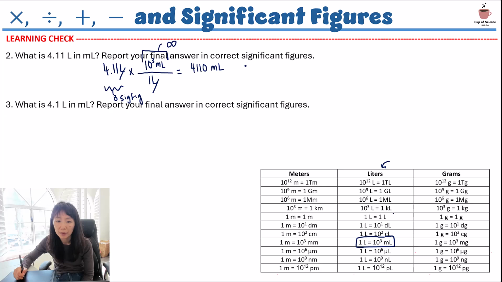Or it is 4.11 times 10 to the third power milliliters. So those are the two possible answers. Try number 3 and come back and check the key.